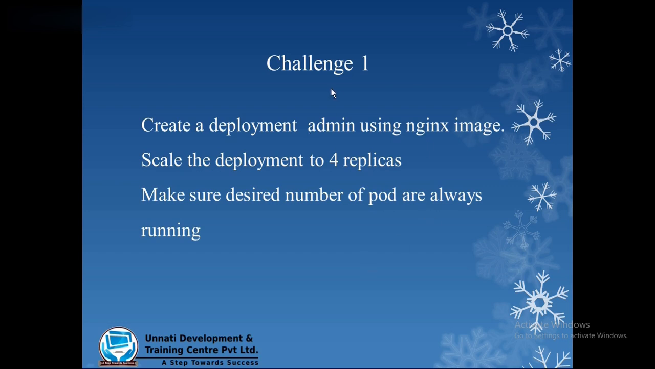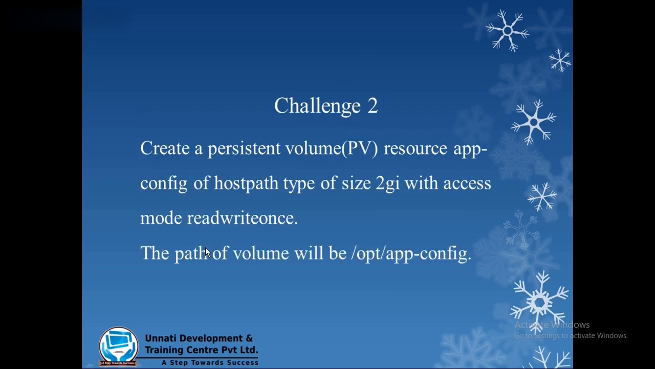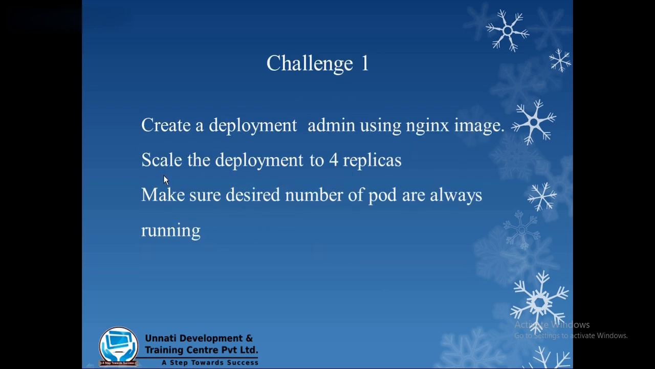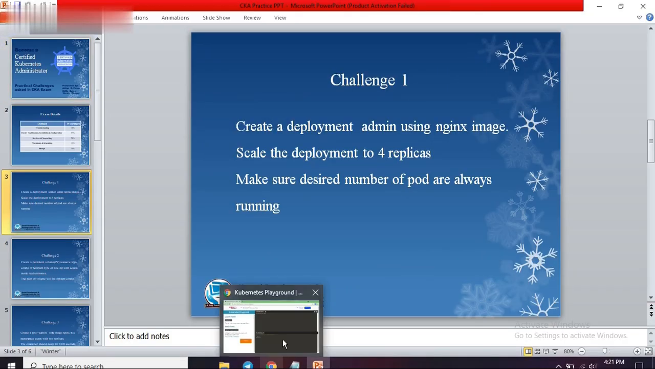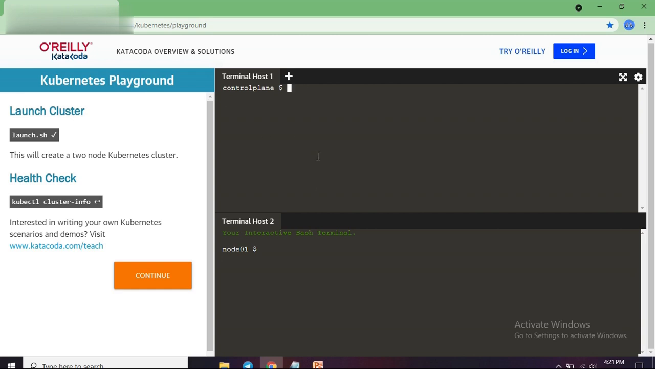The challenge is: create a deployment admin using the nginx image, scale the deployment to 4 replicas, and make sure the desired number of pods are always running. If you look at the problem, you will say that it's easy. It's not a big deal to create a deployment and scale it up to 4 replicas. But if you are sitting in the CKA exam and you come across this type of question, then there must be some twist. Let's go to our environment and see where it takes us.